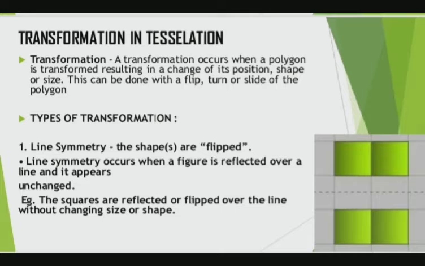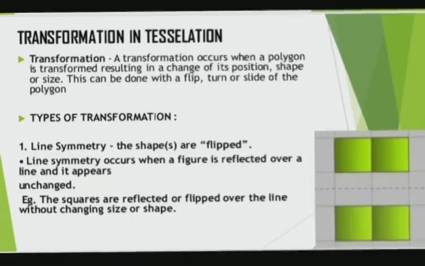Transformation and tessellation. Transformation occurs when a polygon is transformed, resulting in a change of its position, shape, or size. This can be done with a flip, turn, or slide of a polygon. The types of transformation are line symmetry, rotation symmetry, and translation. Line symmetry is when the shape is flipped. It occurs when a figure is reflected over a line and it appears unchanged.